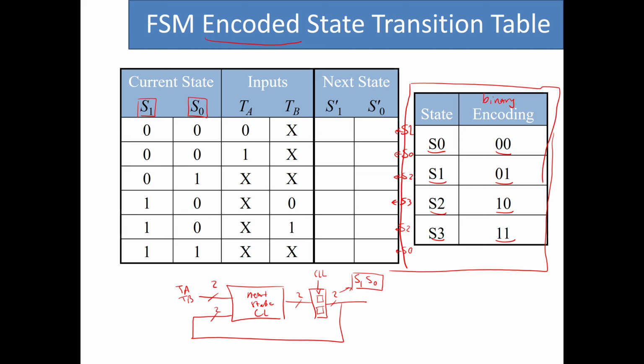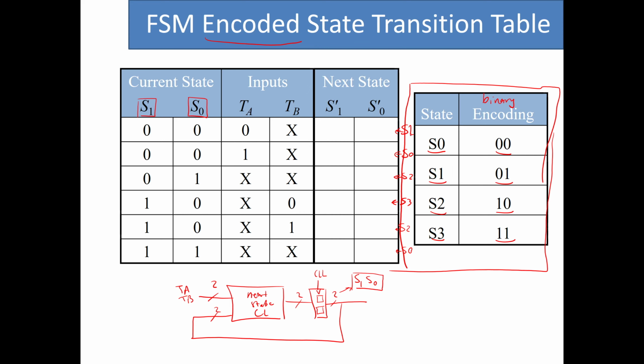So now, going from the state transition table to an encoded state transition table is very straightforward. When you come up with the binary encoding, then you basically just replace everything. Anywhere you see S0, you just replace it with 0, 0. Anywhere you see S1, you replace it with 0, 1. Anywhere you see S2, replace it with 1, 0. And anywhere you see S3, you replace it with 1, 1.